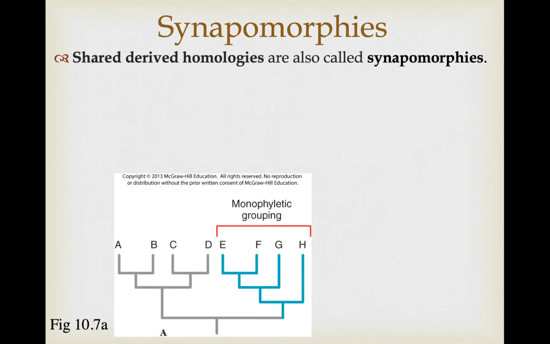Now there's another term for a shared derived homology. It's also called a synapomorphy. And if you break that word down, you see that it really does mean the same thing. Homology, remember, refers to a structure. That's referring to morphes here. Apo means change. Okay, that's the derived part. Syn means together. So it's a shared, changed morphology, a shared derived homology.